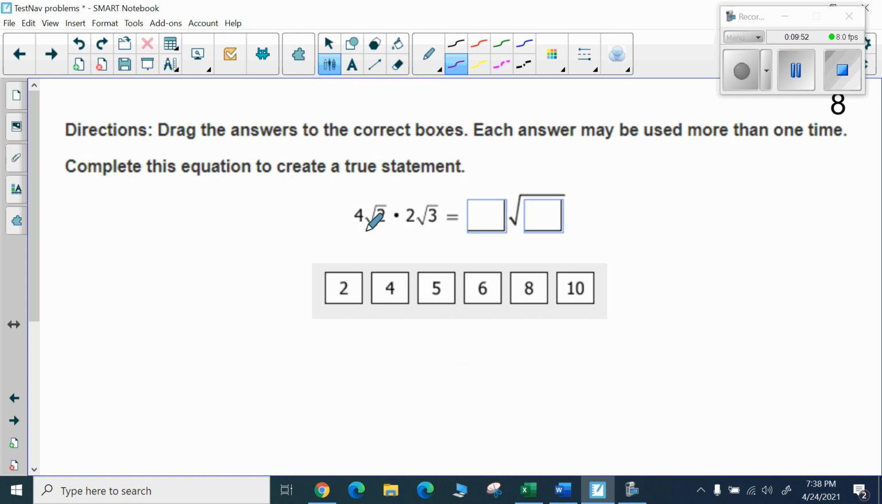We're multiplying square roots here, and you probably think that you don't really know how to do this, but there's one thing you could try, and it's actually the right thing. Multiply the numbers in front of the radical. 4 times 2 is 8, so 8 would go here. And then multiply the numbers inside the radical. 2 times 3 is 6, so 6 would go here. 8 square root of 6 is the correct answer.